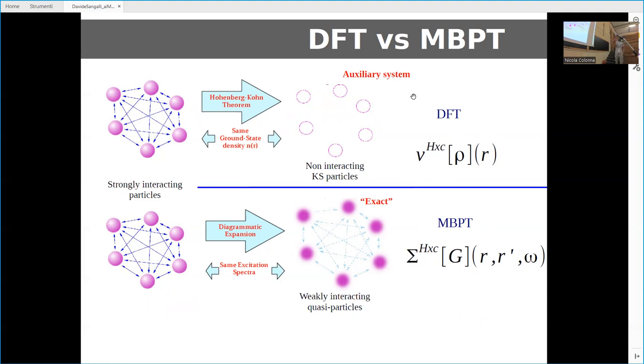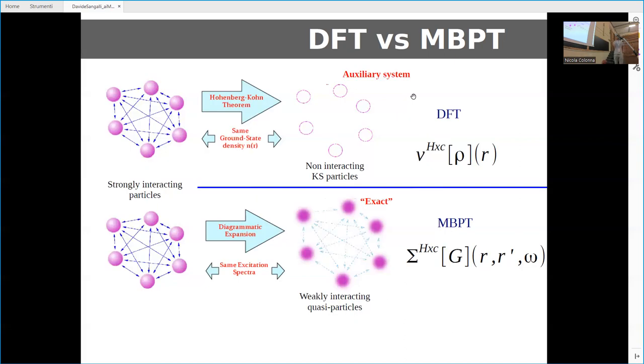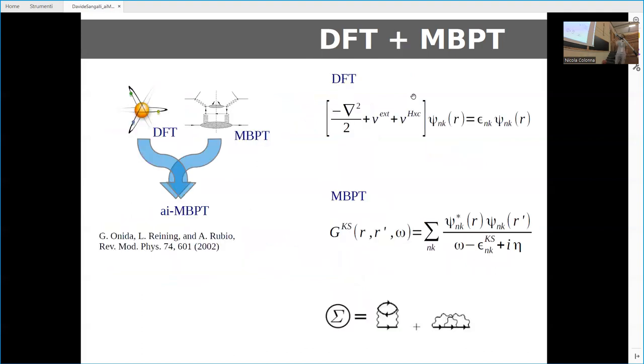And of course, the price you pay is that here you have something which is non-local in space, which is, let's say, not good in a way, and something which is frequency dependent. Now, since this is very demanding, in practice it's not feasible to directly solve many-body Green's functions. And the idea is that what is coded in practice is many-body Green's function on top of density functional theory.